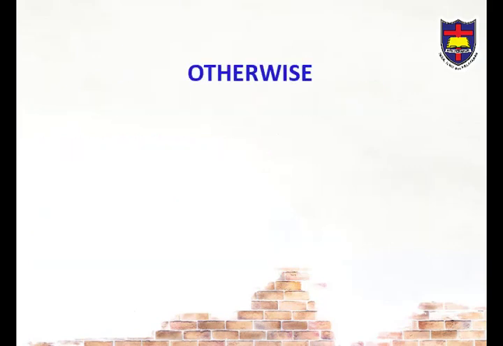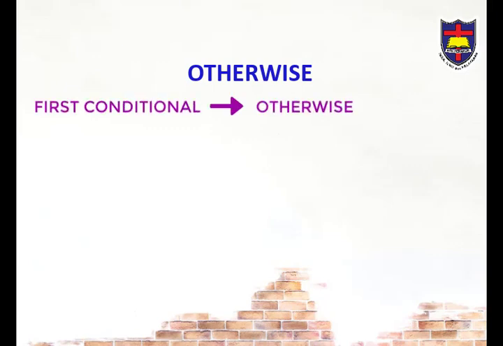The last alternative to if is otherwise. There are three conditional forms, so there are three forms of otherwise as well. To change the first conditional sentence using the conjunction otherwise, you have to check which clause is the main clause and which clause is the if clause. As we know, the clause we change is the if clause, not the main clause. To change the first conditional into otherwise, you have to use the following form. The form is subject, must, bare infinitive, otherwise, main clause.